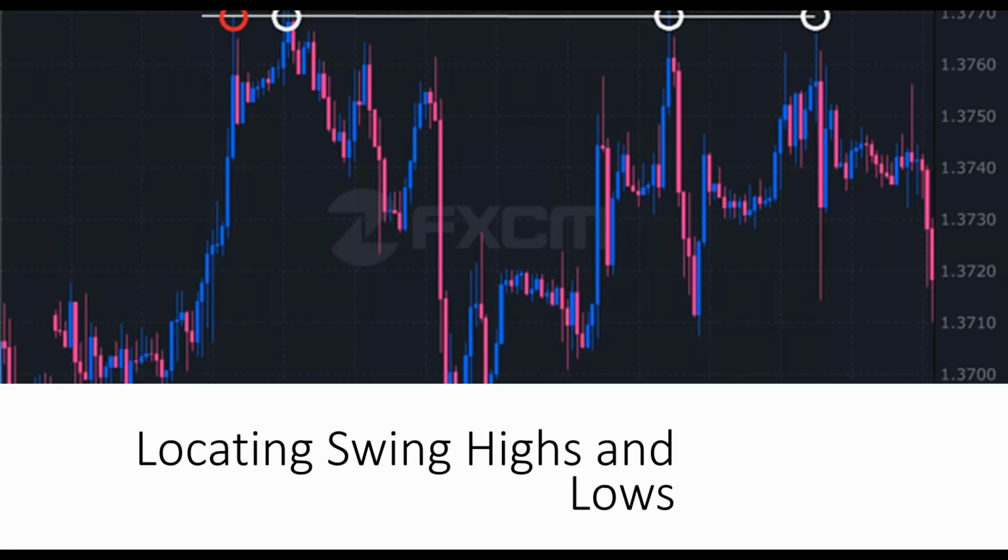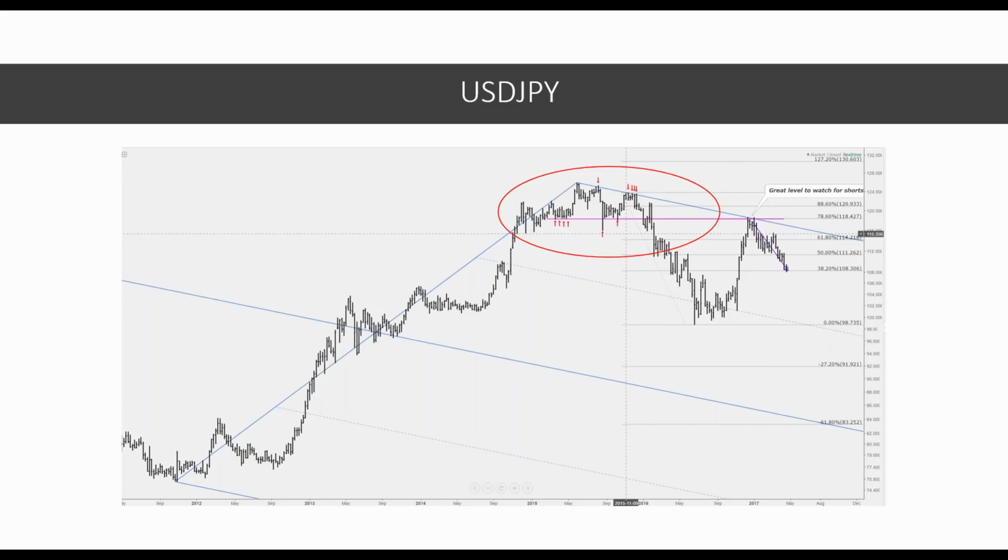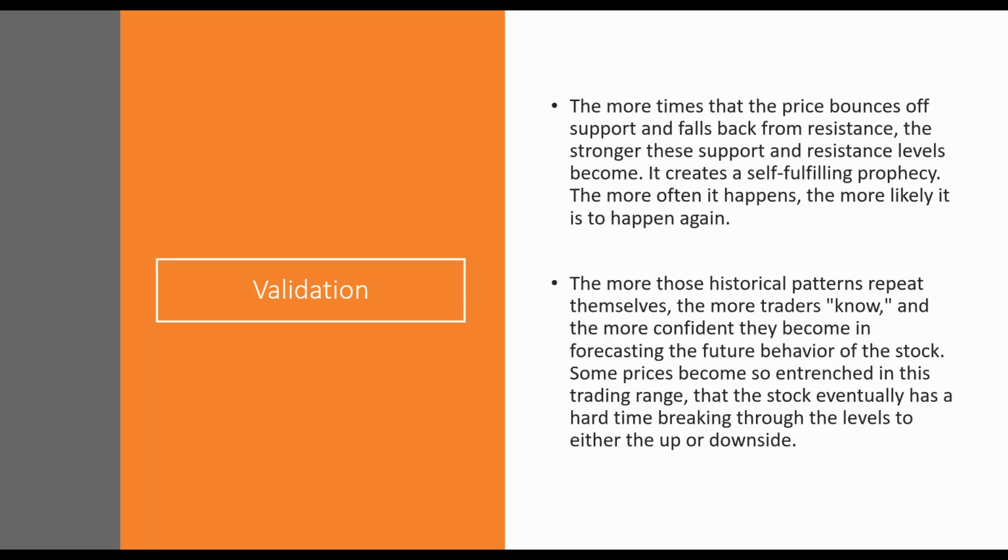Then again, we talked about locating swing highs and swing lows. We can look at the chart and see these, and once you get them on your chart, you'll see how price is responding to these levels. You'll be surprised at how good they are and how good you get at drawing them. Now, the more times a price bounces off support and falls back to resistance, the stronger these support and resistance levels become. It creates a self-fulfilling prophecy, and the more often it happens, the more likely it's going to happen again.